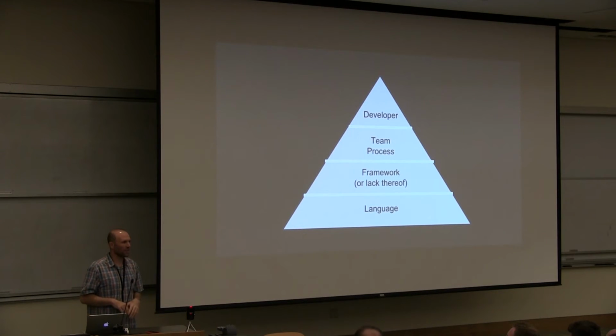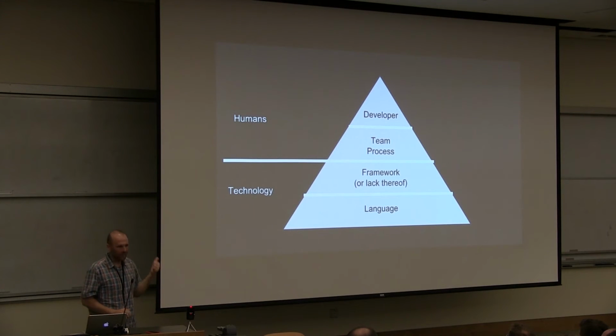This whole next notion is team process and then actually individual developers. And you can split this in half. So the bottom half of this triangle is technology. The top is humans. Technology is easy to automate and check. Humans, not so easy to automate and check.